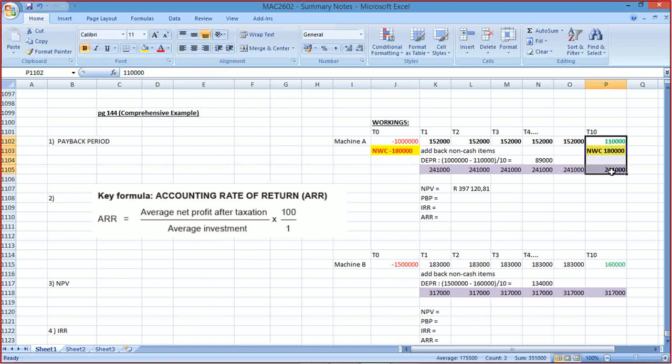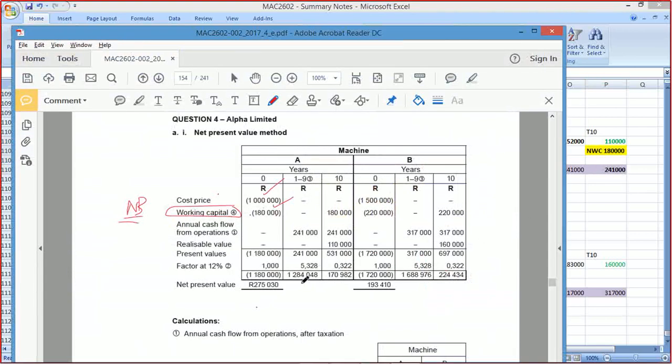Okay, and then I need to change the end amount as well. The end amount would be 351. So it'll be 110 plus 180 plus 241, which gives you 531. Escape, solve for NPV. What do we get? 275. Let's check. Yes, 275.0.